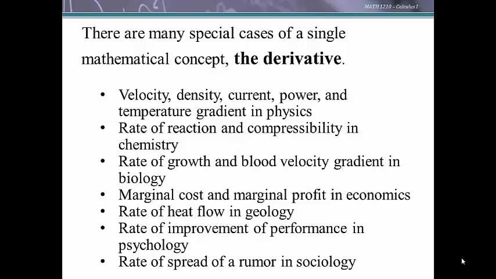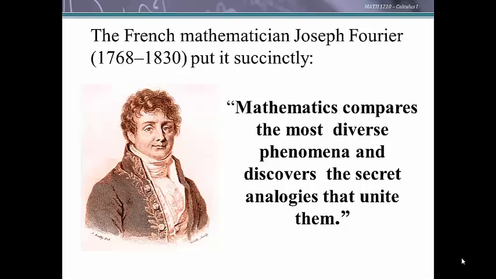So this just gives another list of various things that would have a rate of change, the derivative. Then just one last quote. The French mathematician Fourier said, "Mathematics compares the most diverse phenomena and discovers the secret analogies that unite them." And the thing that unites all of these things is the derivative.